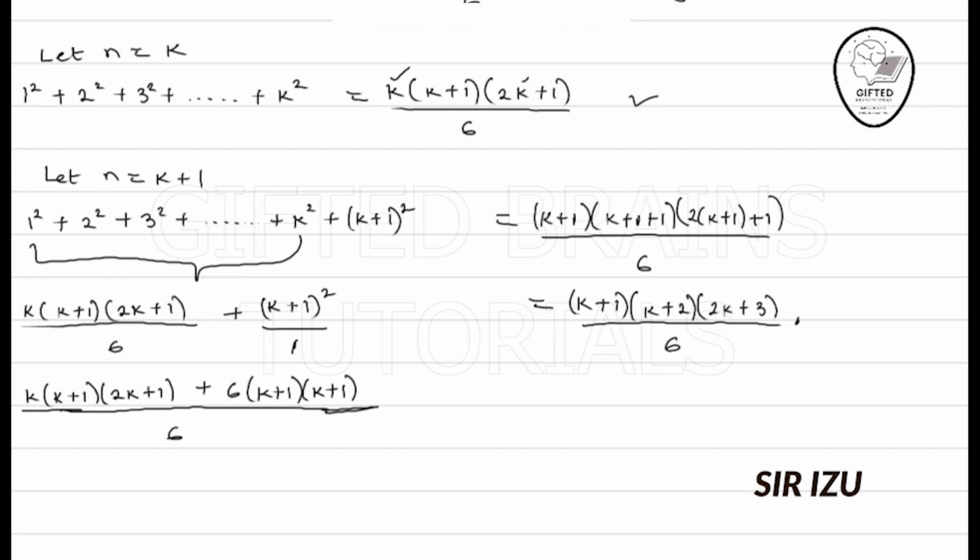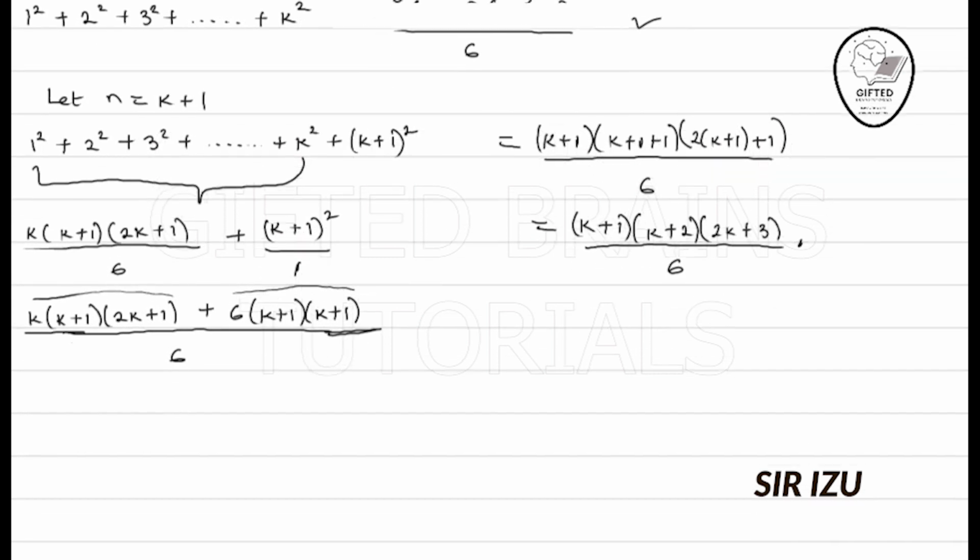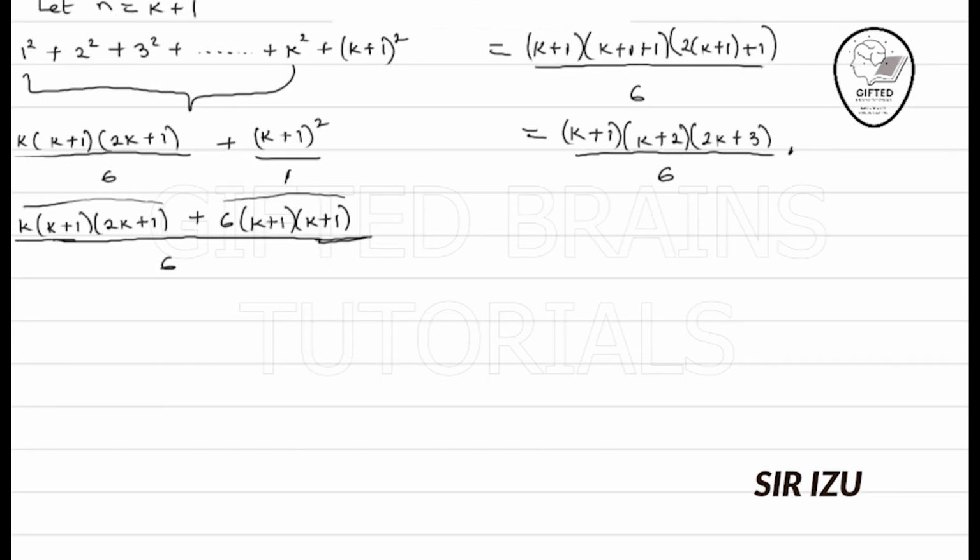Now as you look at this side and this side, what do they have in common? Obviously they have in common k plus 1. So I'm going to factorize that k plus 1 out. If I factorize that k plus 1 out, what will be left there will be the k here, and then the 2k plus 1.